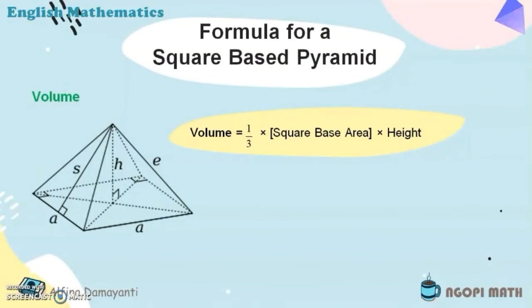And the next, volume of square base pyramid. Volume of square base pyramid equals 1 divided by 3 times square base area times height. Here h is height and square base area equals A times A.